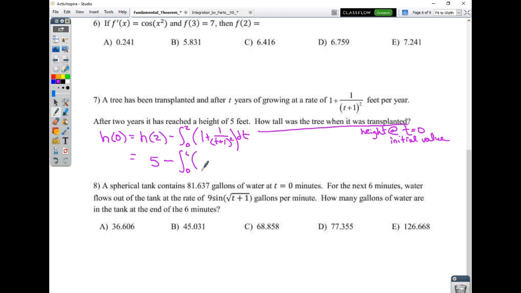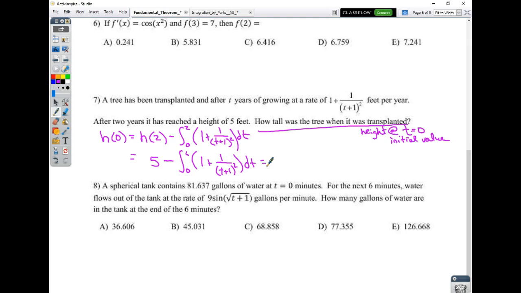This is a question that eventually we'll be able to do without a calculator. Right now, I'm just working on the conceptual part. So from here, I would be typing this into my calculator and getting a final answer in feet. Again, it's not a terrible little setup. Change: our final amount minus our change of growth.